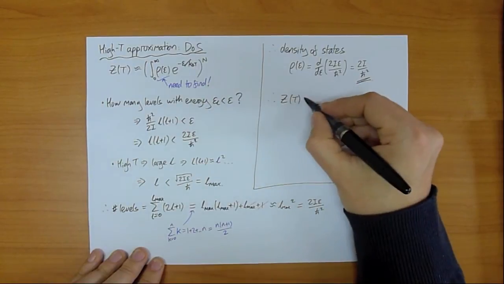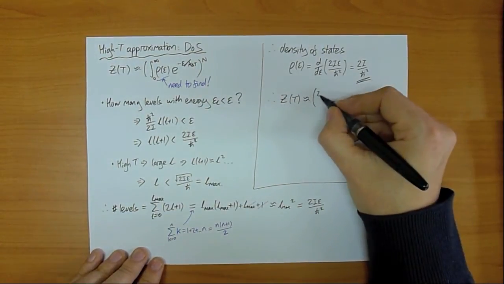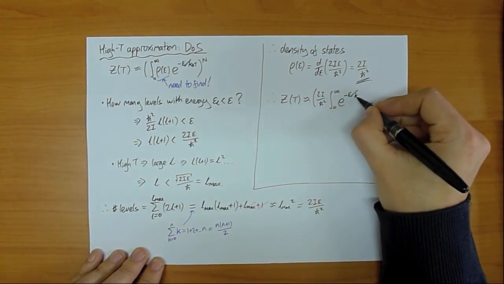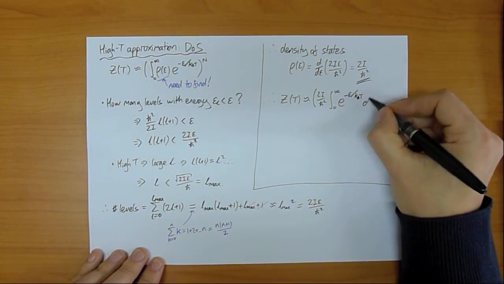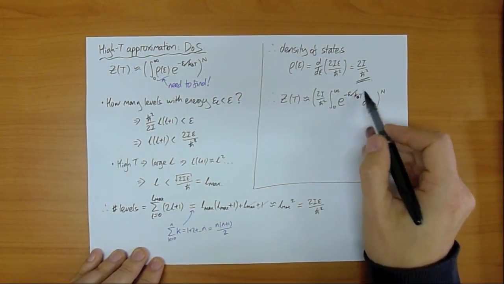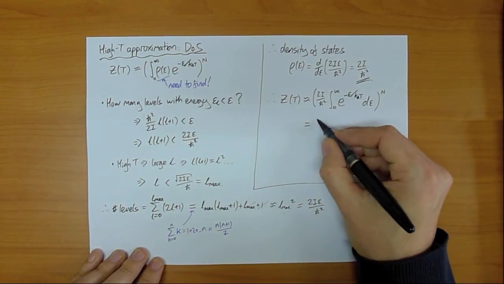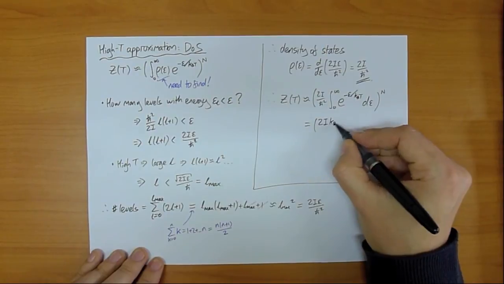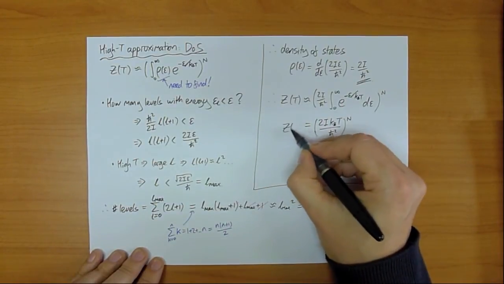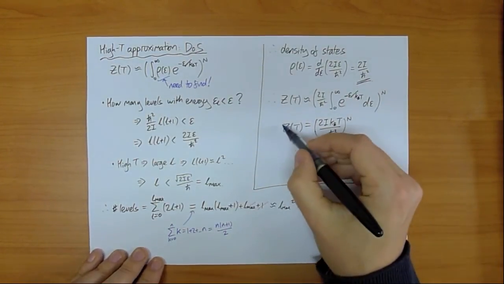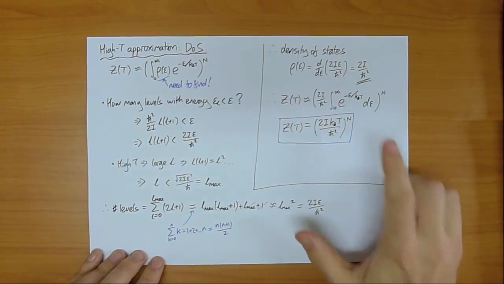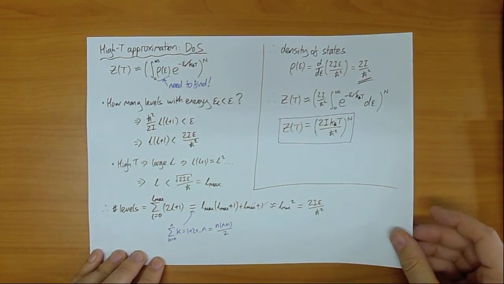So Z of T is approximately 2I over h bar squared, integral from 0 to infinity of e to the minus epsilon over kBT, d epsilon, to the power N. This is an integral you can easily do. This just gives me kBT. So the final result is 2I kBT over h bar squared, all to the power N. This is our final approximate form for the partition function, which is valid for high temperatures. Now let's use this form to find what the heat capacity is going to be.